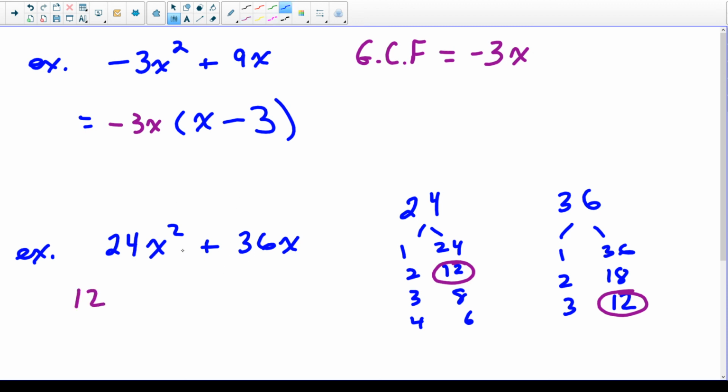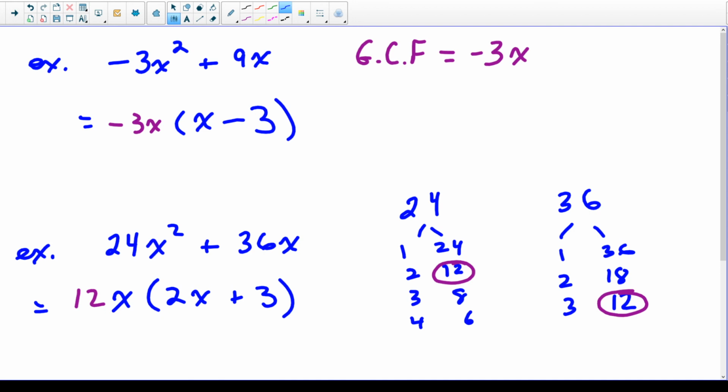And then we also have a greatest common factor for a letter, which would be just x in this case. My leftover is 24 divided by 12, which is 2. X squared divided by x, which is x. 36 divided by 12, which is 3. X divided by x, which is 1, which we don't write. And that is my factored form for that one.